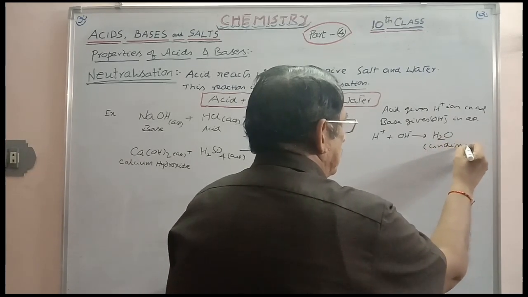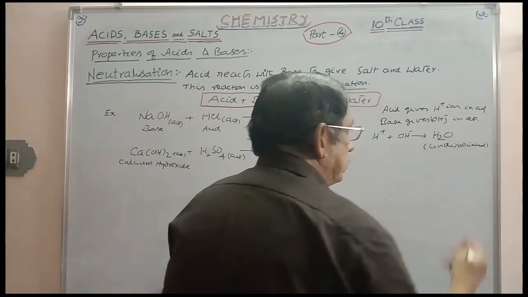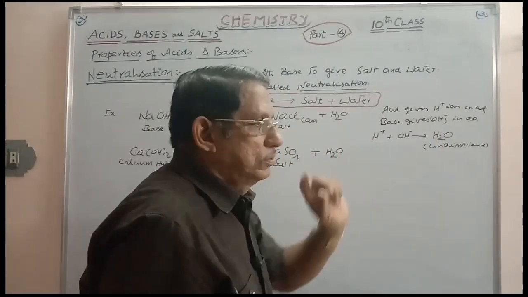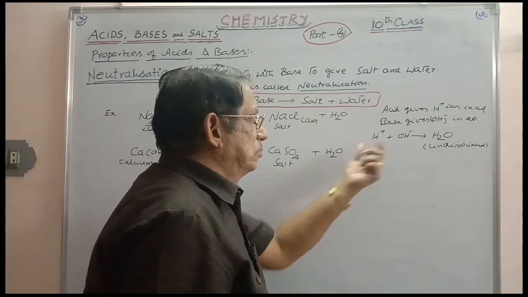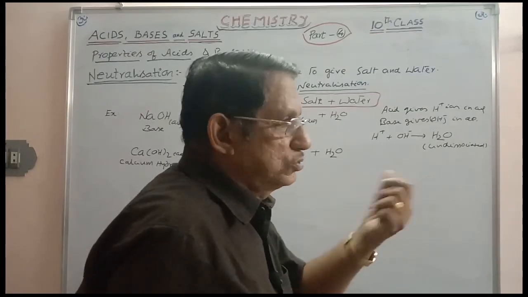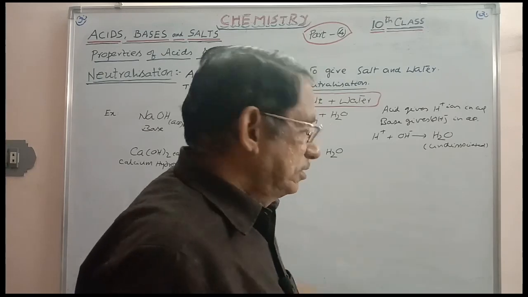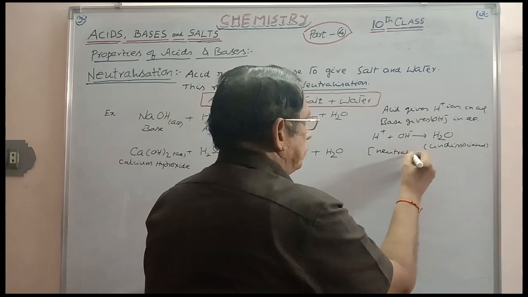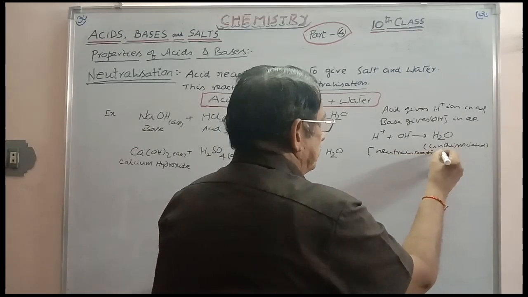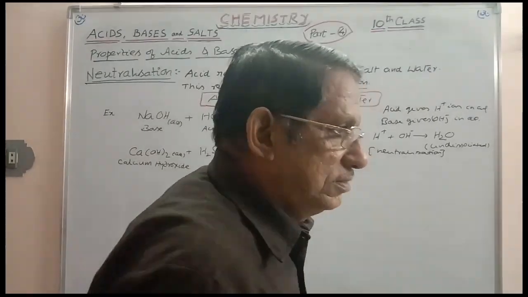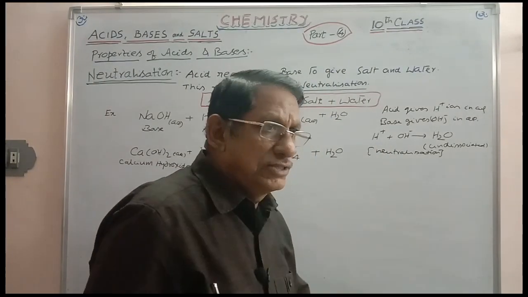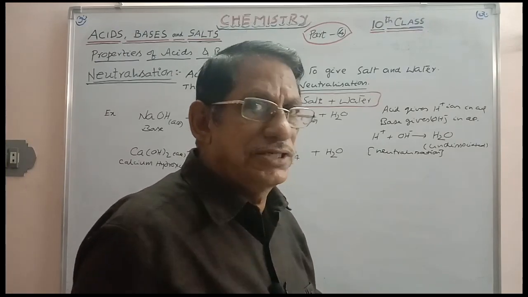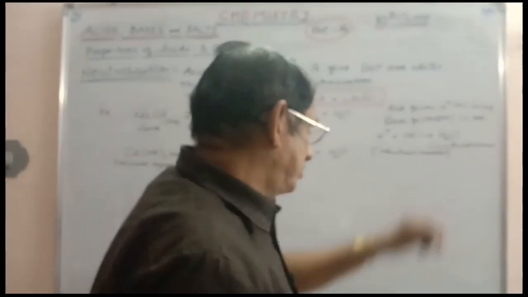Undissociated. So OH minus ions are removing H plus ions to give water. Similarly, H plus ions are removing OH minus ions, they combine together to give H2O. This is what you call neutralization. So another way you can define it: H plus of the acid combines with OH minus of the base to give almost undissociated water molecules. That is called neutralization.